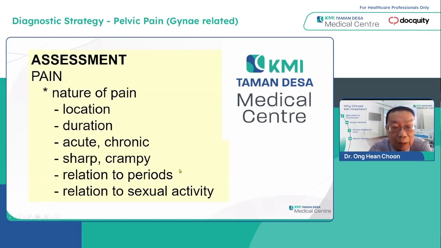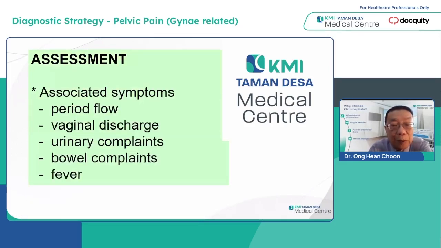Now in gynae, we also want to know its relationship to the periods and also, importantly, relationship to sexual activity in a woman who has sexual activity. Then we also would like to assess for associated symptoms of the pain: how's the period flow, whether there's any accompanying vaginal discharge, any urinary complaints related to the pain, any bowel complaints, and perhaps any fever or not in the particular woman.